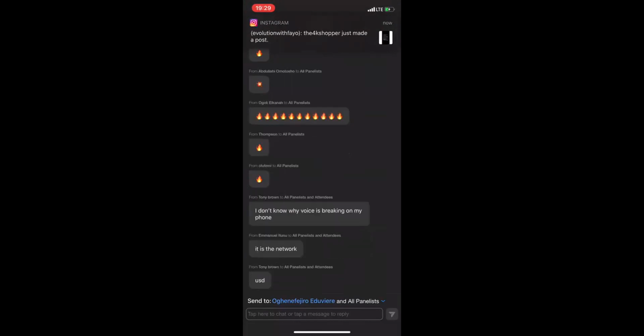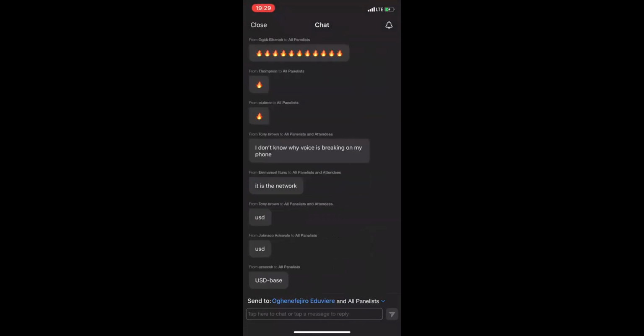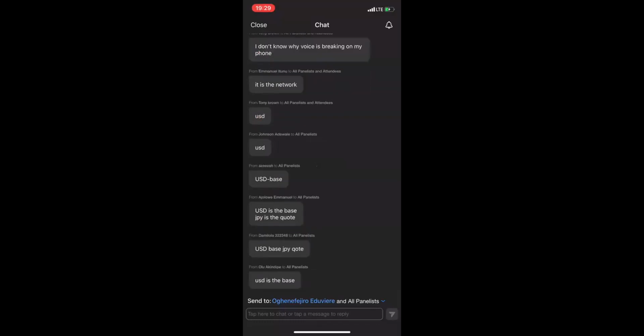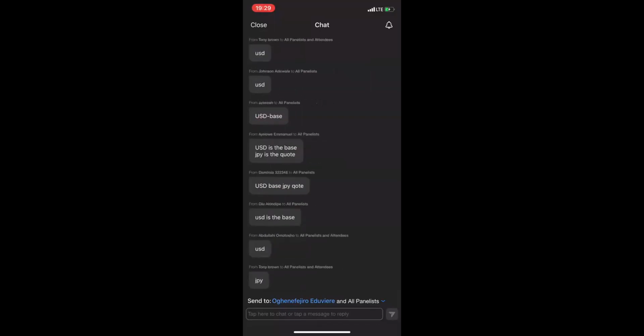When I say USD JPY, which is the base and which is the quote? The first currency is the base, while the second currency is the quote. Great.